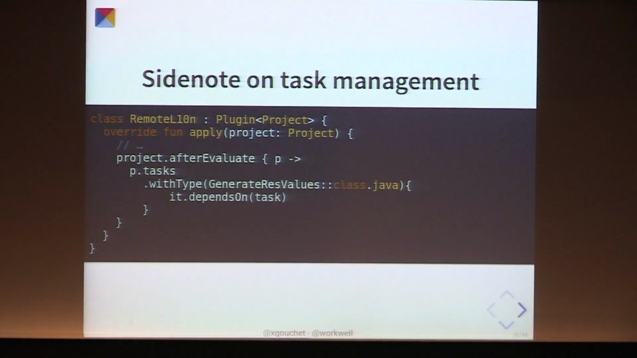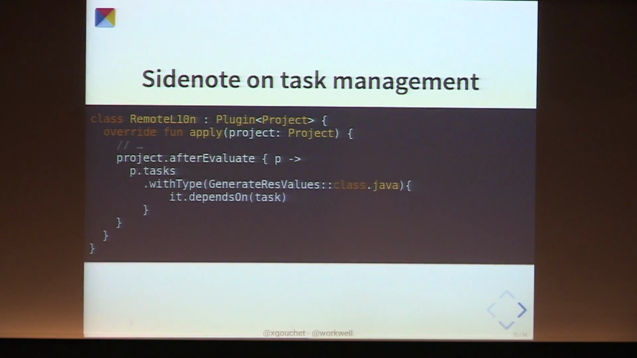Just a side note on task management, what we can do inside our plugin is say, okay, I want my task to run before the application generates all the resources for me. So what I can do is, inside my apply method in my plugin, say that after the project is evaluated, so basically after every plugin has created all the tasks that we want, and actually, it's the Android plugin that created all the tasks that are required for an Android project or an Android library project.